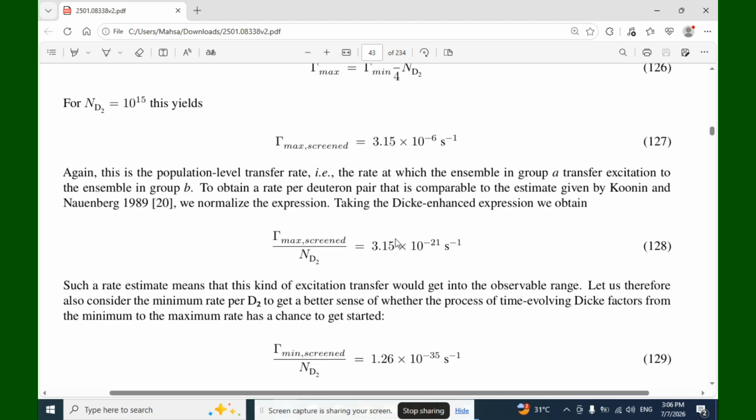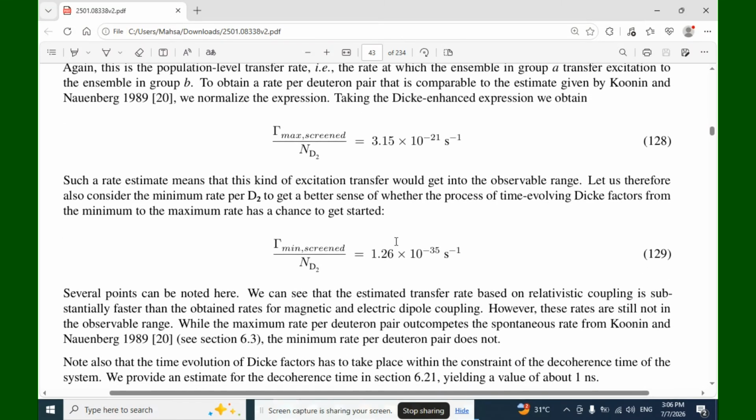Again, this is the population level transfer rate, for example the rate at which ensemble group A transfers excitations to ensemble group B. To obtain a rate per deuteron pair that is comparable to the estimate given by Kunin and Nuremberg 1989 in reference 20, we normalize the expressions. Taking the decay enhanced expressions, we obtain gamma maximum screen divided by N deuterium equal to 3.15 multiplied by 10 to the power of minus 21 per second.